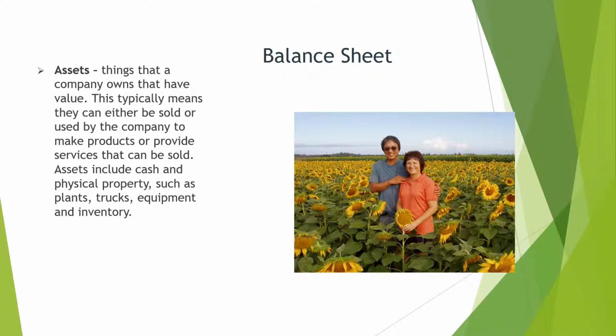All right, so as we mentioned, assets are the things that a company owns that have value. This typically means that they can either be sold or used by the company to make products or provide services that can be sold. Items included under assets are obviously cash. It may be physical property, such as a tractor or a piece of property. Could also be trucks and any equipment and inventory that you use in the business.